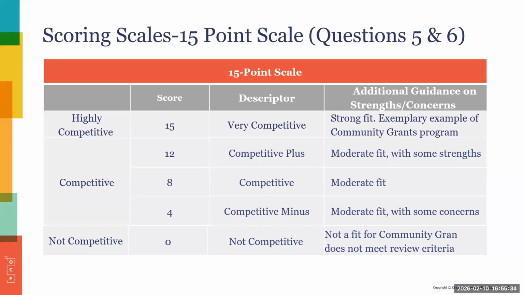These are the three scoring scales, 15, 10, and 5, as some reviewers' criteria hold more weight than others. So on the 15-point scale, 15 is very competitive, meaning it is a strong fit. 12 is competitive plus, a moderate fit with some strengths. 8 is competitive, a moderate fit. 4 is competitive minus, a moderate fit with some concerns. And 0 is not competitive, not a fit for community grants, does not meet review criteria.